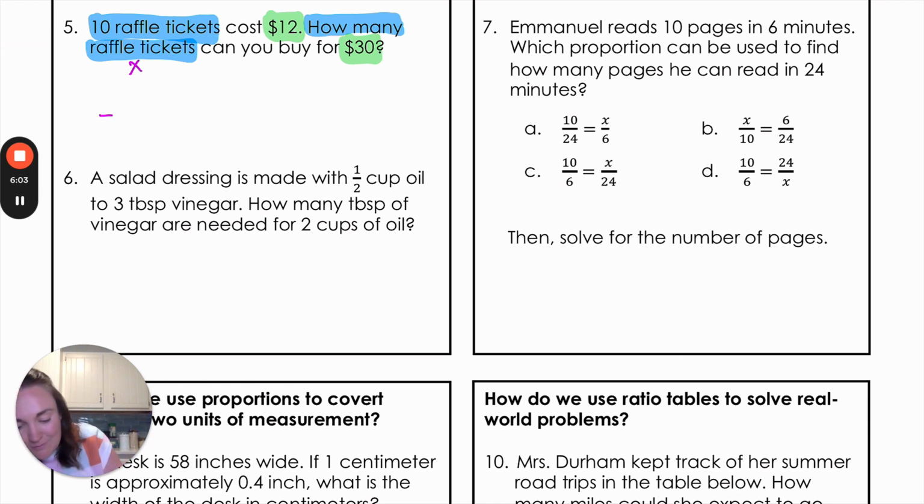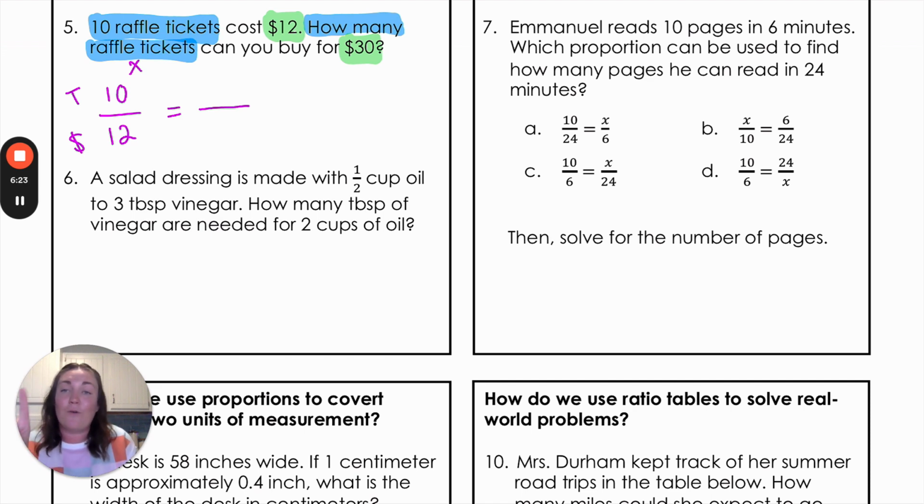I'm going to start with my proportion. I'm going to write my labels first. So I've got raffle tickets and I've got how much money they cost. Now I want the 2 numbers that are equivalent to each other to be that first fraction. I know 10 raffle tickets cost $12, so those go first. 10 tickets, $12. I've got 1 number left over, this $30. I know it's got to go on the bottom with dollars, and that means that that X for how many raffle tickets goes on top with tickets. Pause the video here and practice that solving to solve the proportion for X.